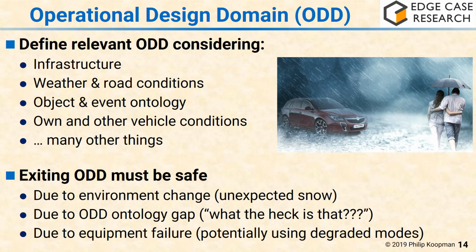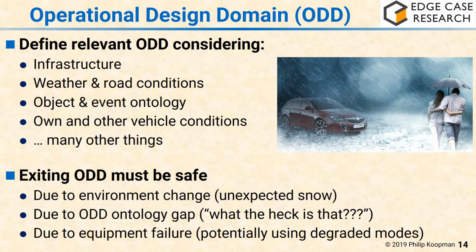What if you get unexpected snow even though you're in a desert? What if there's something in your ontology that you just never expected and it shows up? What the heck is that? What if you have a catastrophic equipment failure more than you ever thought would happen? All these things can happen. It doesn't mean that you have to continue to operate.